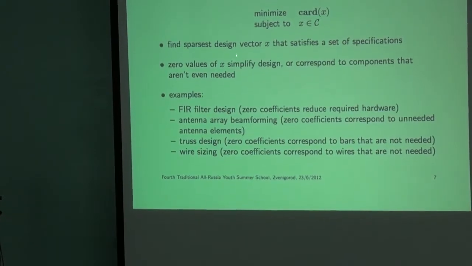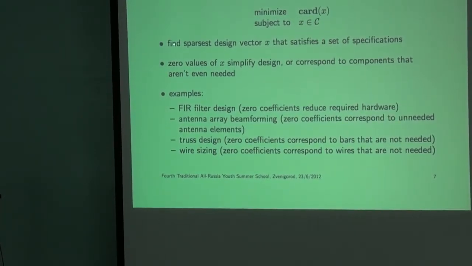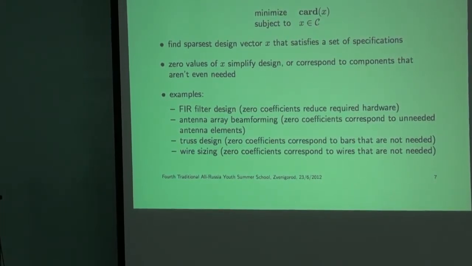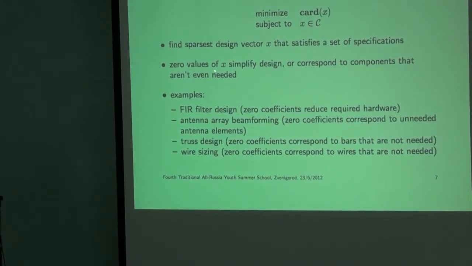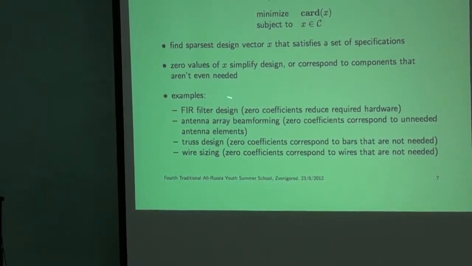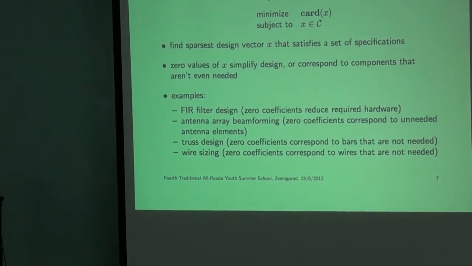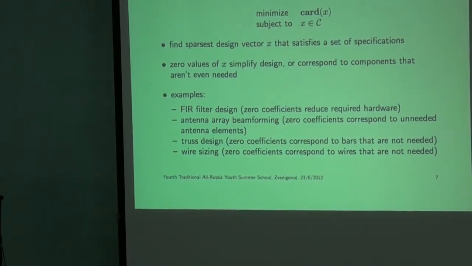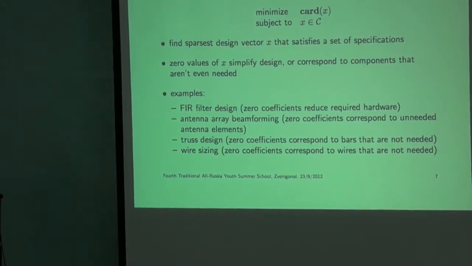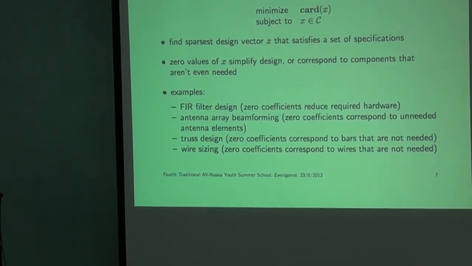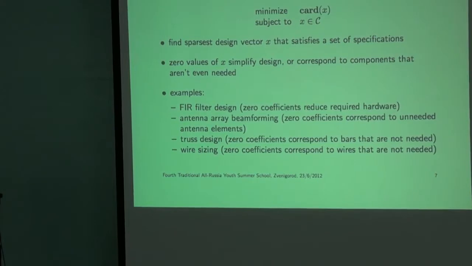So one is sparse design. You want to find the sparsest design vector X that satisfies a set of specifications. And the idea is that zero values in X simplify the design, or they correspond to components that aren't needed. Here are some examples. One would be FIR filter design, if you're going to implement, well, it could be in software, but say you're going to implement it in hardware, right? A zero coefficient is one for which you don't have to implement a multiplier, for example.